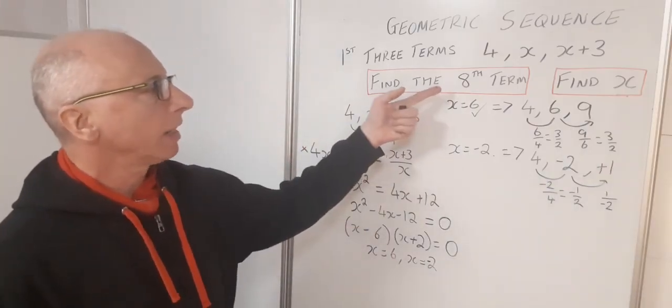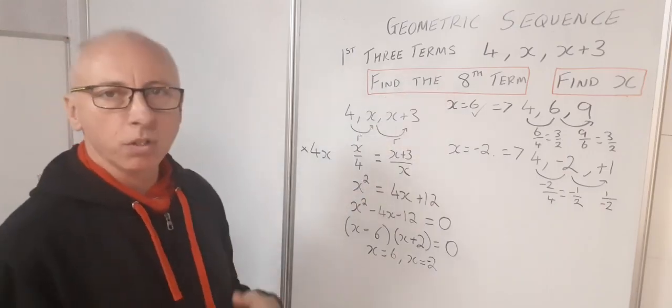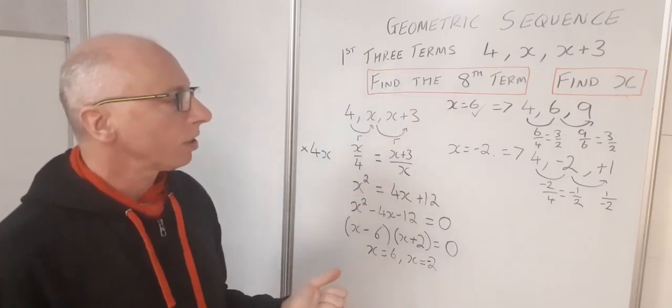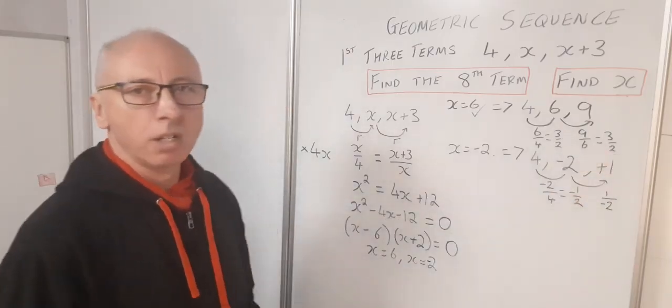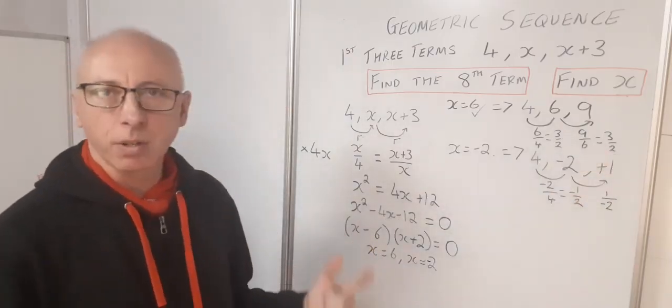Now we want to find the 8th term. So now we've got two geometric series to find the solutions for with our common ratios. There's two different common ratios. So let's do that. Let's clear the board and let's do that.